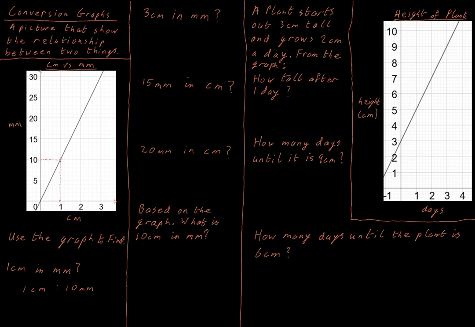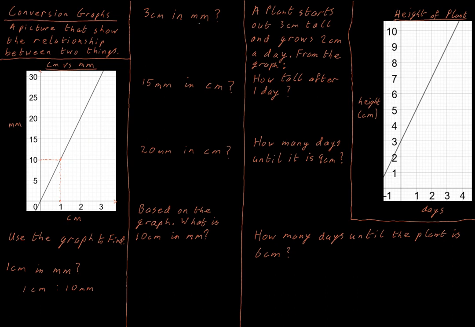Now this is also a coordinate. If we think about this, if we know our coordinates, this would be coordinate (1, 10), where our centimeters are the 1 and our millimeters are the 10, the up and down axis. But for right now, we're just going to read this off of our graph, and we can think about our coordinates too.